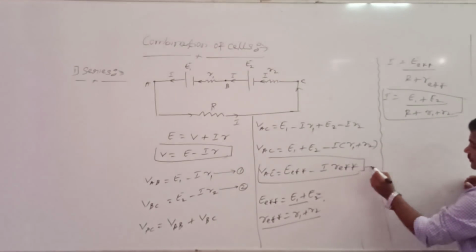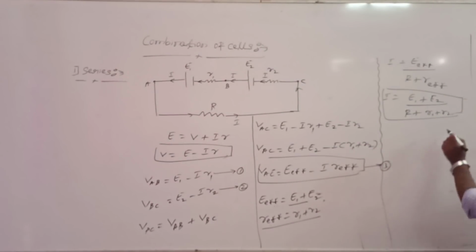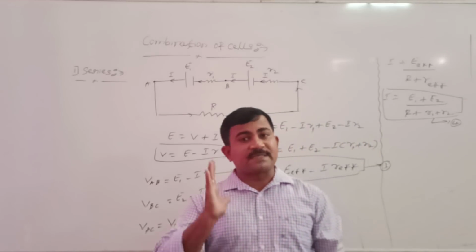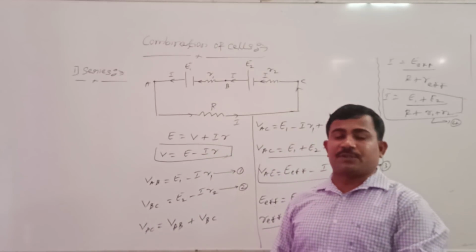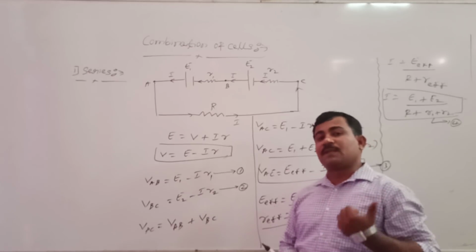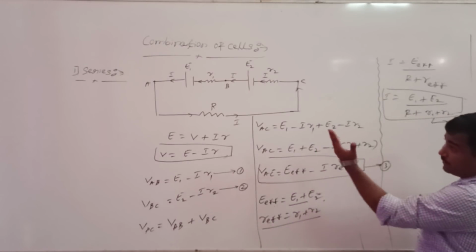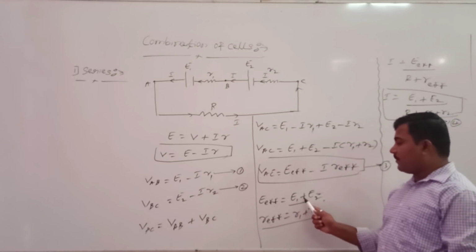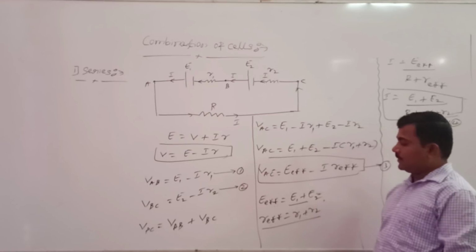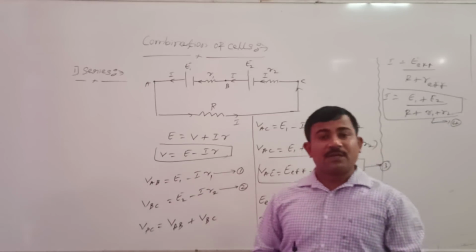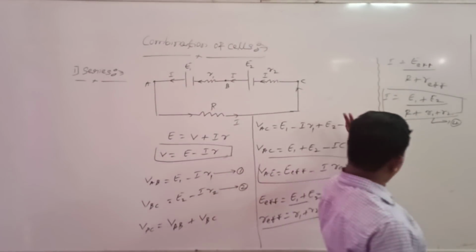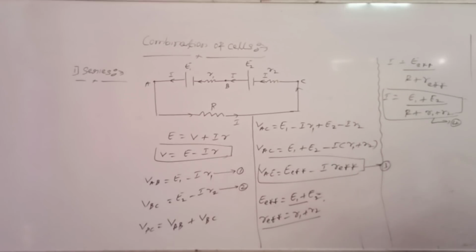This is equation number 3, and this is equation number 4. When a number of cells of different EMF and different internal resistance are connected in series combination, the effective EMF is the sum of EMF across each cell, and the effective internal resistance is the sum of internal resistance across each cell. The resultant current due to this combination can be represented by this equation.